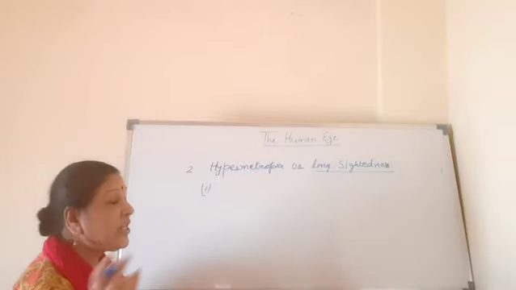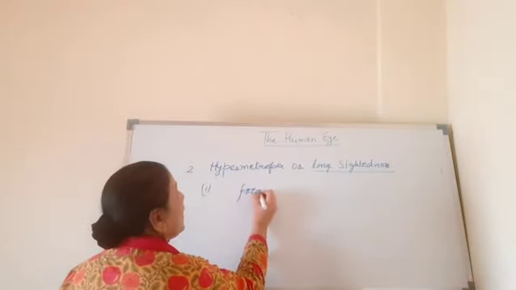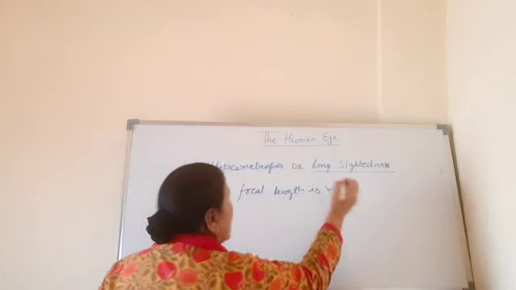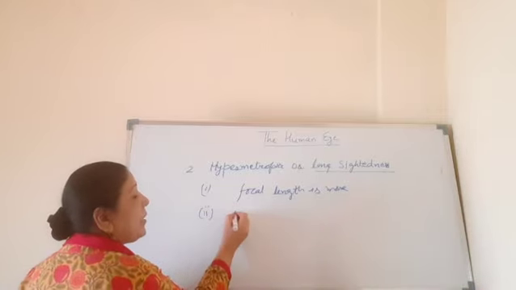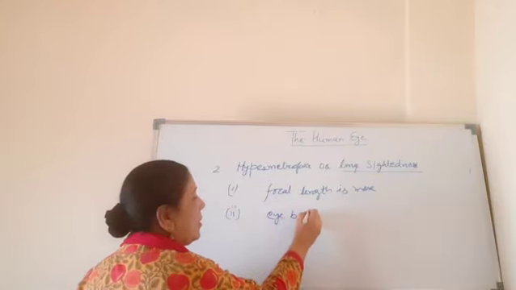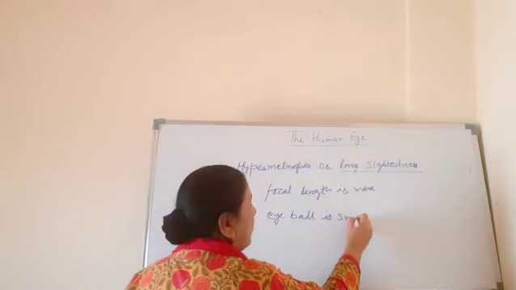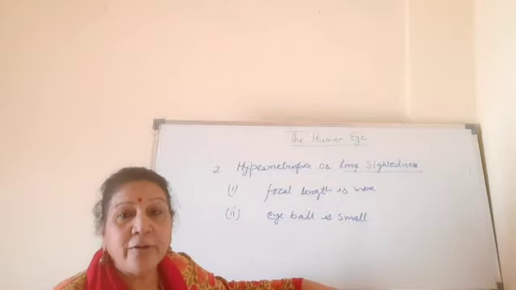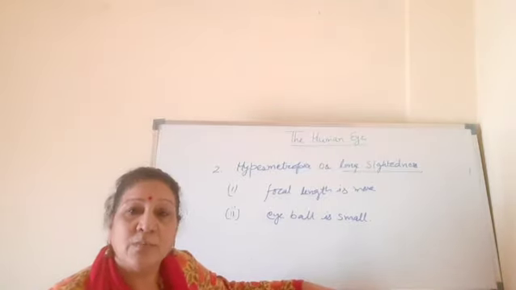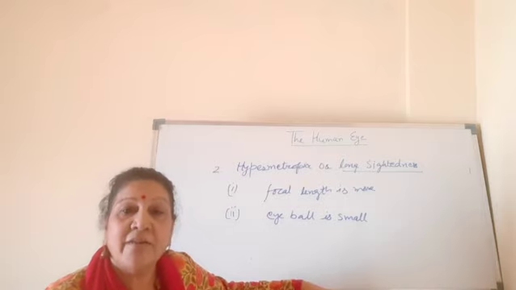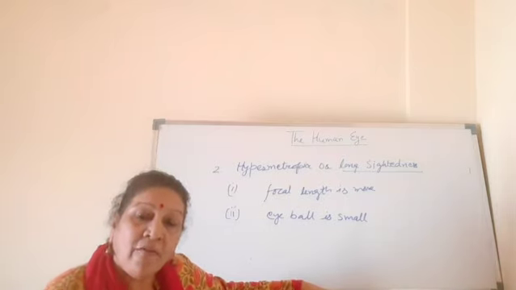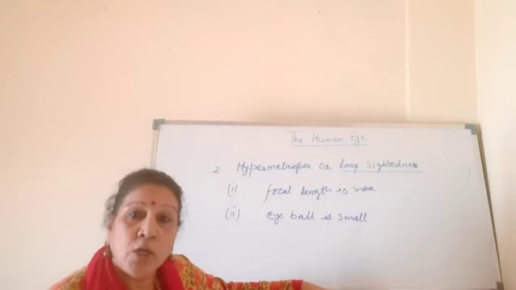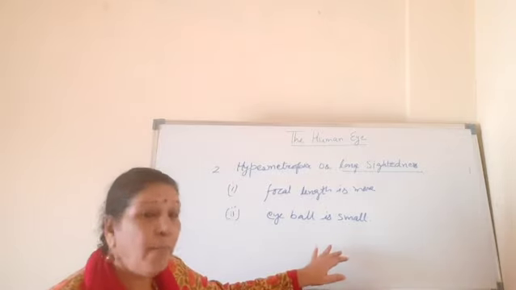There it was excessive curvature. Here the focal length is more. And the second is the eyeball is small or short. So the focal length has become a little more as compared to the normal eye, and the eyeball is small. So what happens in this defect is the image, instead of being formed at the retina, is formed beyond the retina.